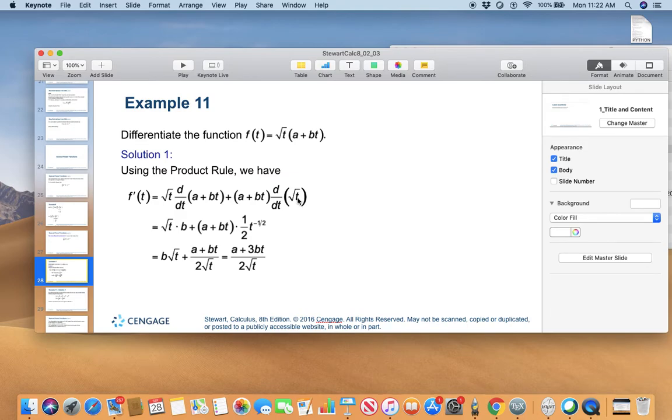What is this? This is t to the power half. Half comes down and half minus 1 is negative half. So you have b root t plus (a plus bt) over 2 square root t. All they have done here is combine this with this. The common denominator requires 2 root t, and 2b and 1b gave me 3b. Root t gives me a t. So you can check for yourself that this is your derivative.